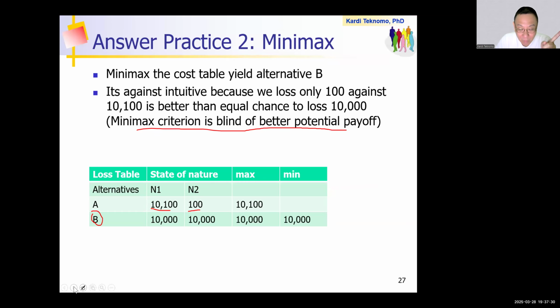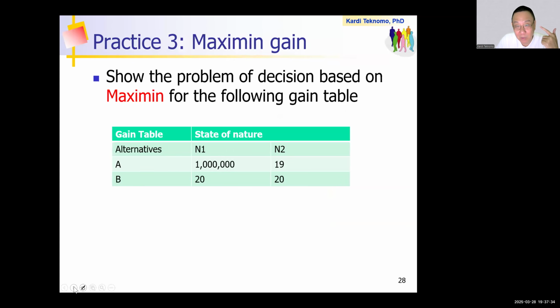If cost is complicated for you, think in terms of gain. So in gain, what you will do, you will use maximin, right? So look at this. What you will choose, minimum of this, 1,019,000. Which one is the minimum? 19. 20 and 20, still 20, right? You minimize first, and after that, you get the maximum. Between 19 and 20, you choose 20. So you will choose B.